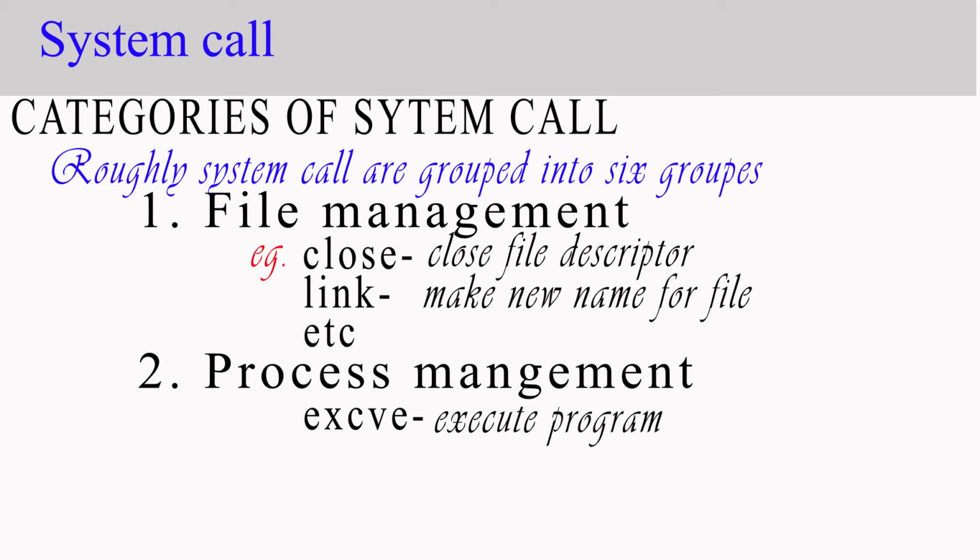The first category is file management. Examples of system calls in this category are close, whereby we close the file descriptor, and read, whereby we read from the file descriptor, and extra. The second category is process control. Examples of system calls in this category are the call to execute a program, and also the get PID system call, which is used to get the process identification.